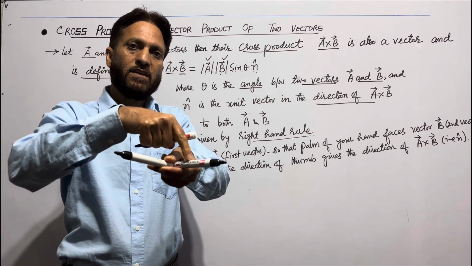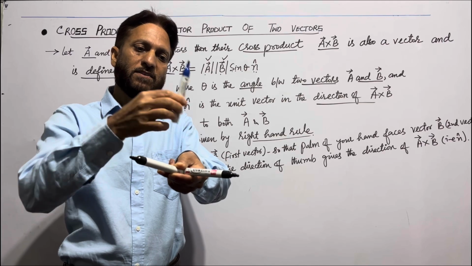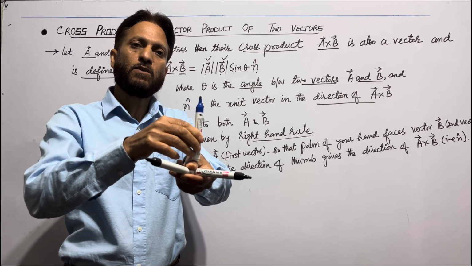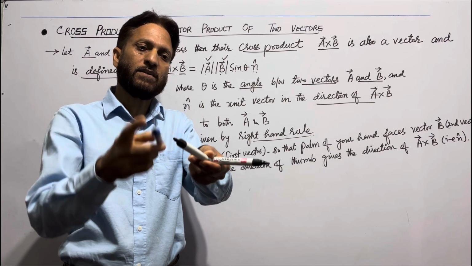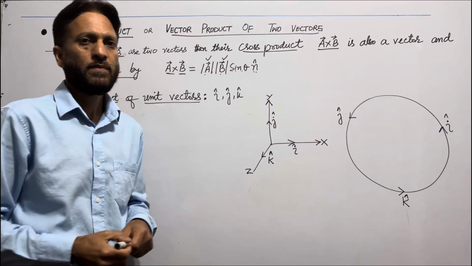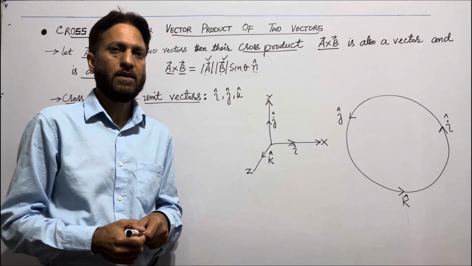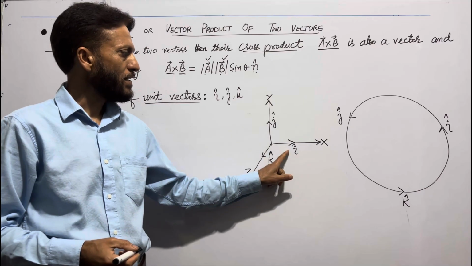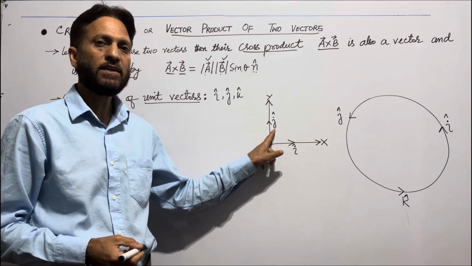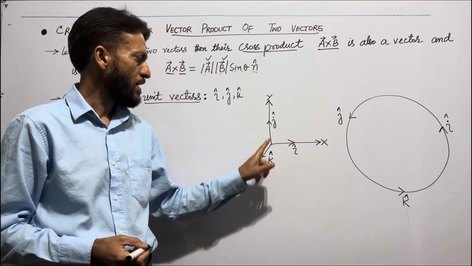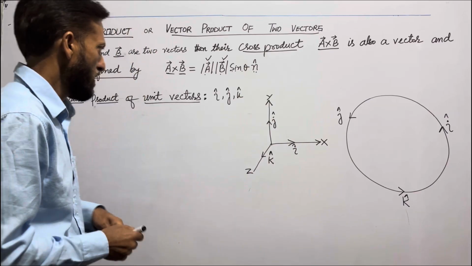A cross B is a vector which is perpendicular to both A and B, and its direction will be perpendicular and upwards. B cross A is again a vector, but the direction will be downwards. Let us find the cross product of unit vectors i, j and k. We know that i is a unit vector in the direction of x-axis, j is a unit vector in the direction of y-axis, and k is a unit vector in the direction of z-axis.